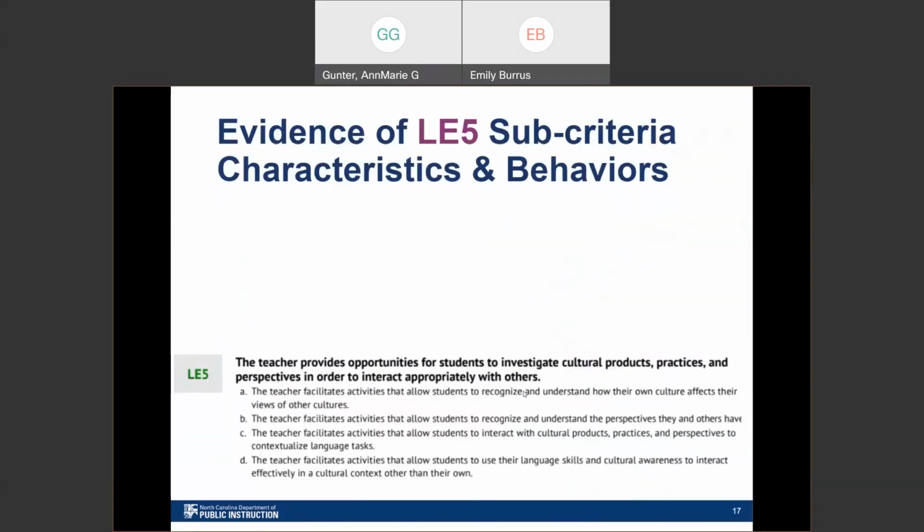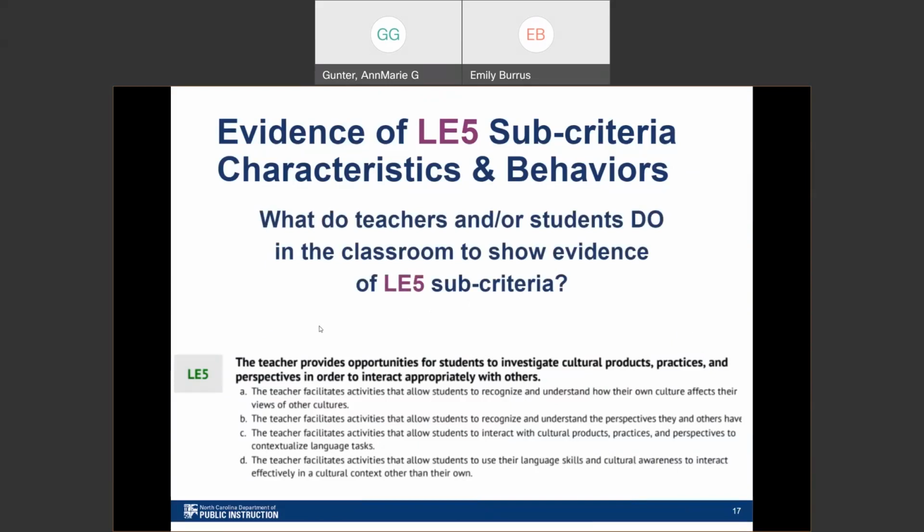So again, when we think about LE5, I've just got a screenshot. Of course, you can still see this too in your control panel. We think about those 4 sub-criteria that go with LE5. And we specifically want to ask ourselves, what do teachers and or students do in the classroom to show evidence of LE5 sub-criteria? I want you to pause for a moment and consider, what does that question mean to you? What is it that teachers do? What is it that students do, or your students in particular, and you as a teacher specifically, in the classroom to show evidence of the LE5 sub-criteria that relate to products, practices, and perspectives of culture?